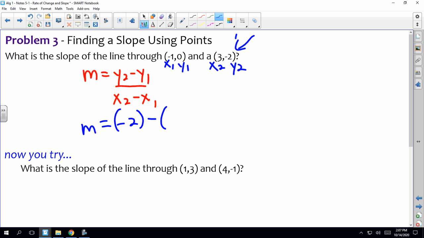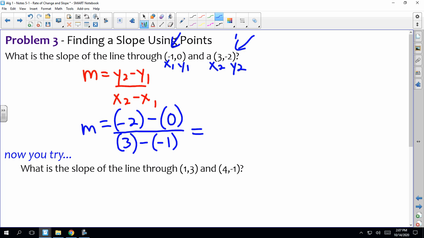But negative 2 minus y sub 1 is 0. And then on the bottom, I've got x sub 2 is 3, so I'm going to replace x sub 2 with 3, and then minus, and in parentheses, I'm going to put in a negative 1. Right there we have a minus sign in the formula, and then a negative sign that we're using for the number we're plugging in, this x sub 1 right here. So that's where the parentheses are kind of nice.